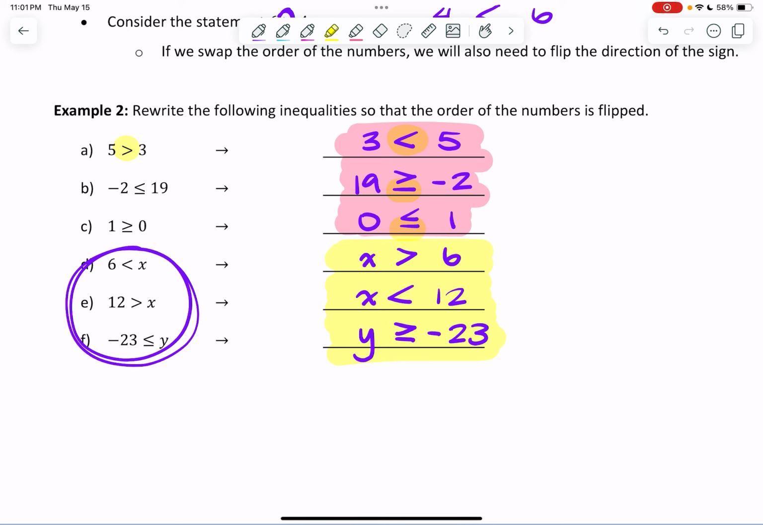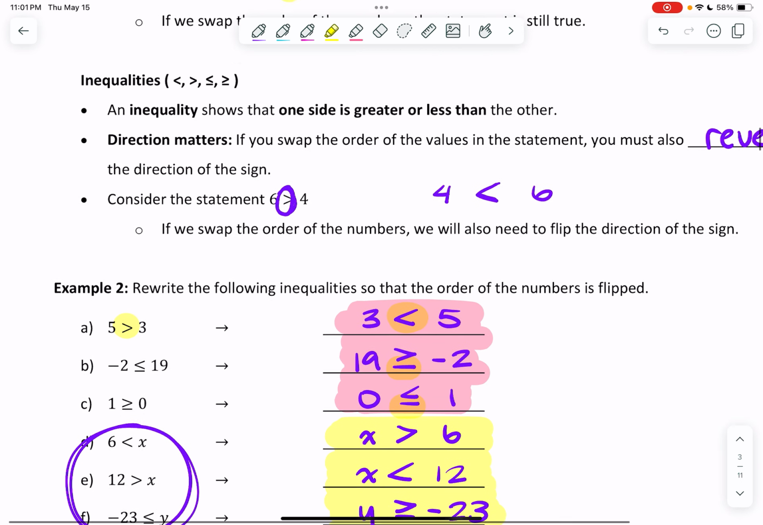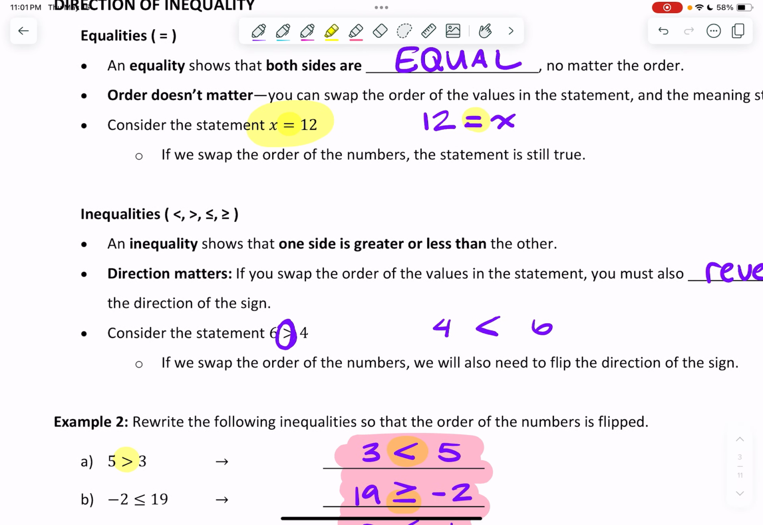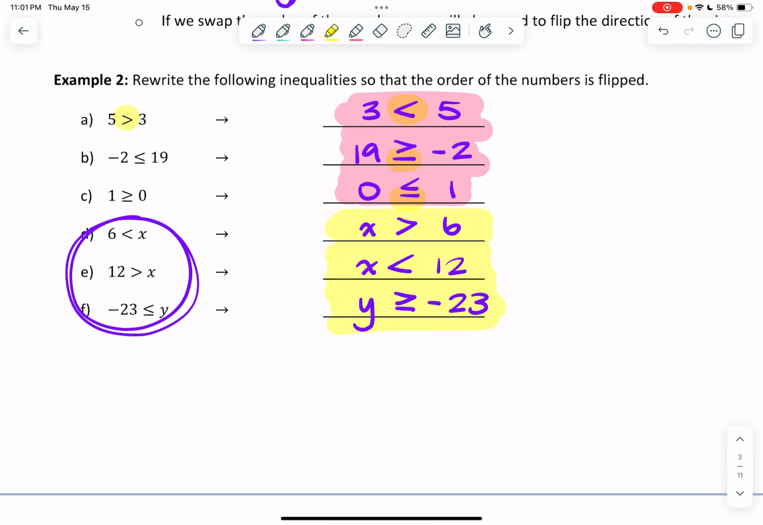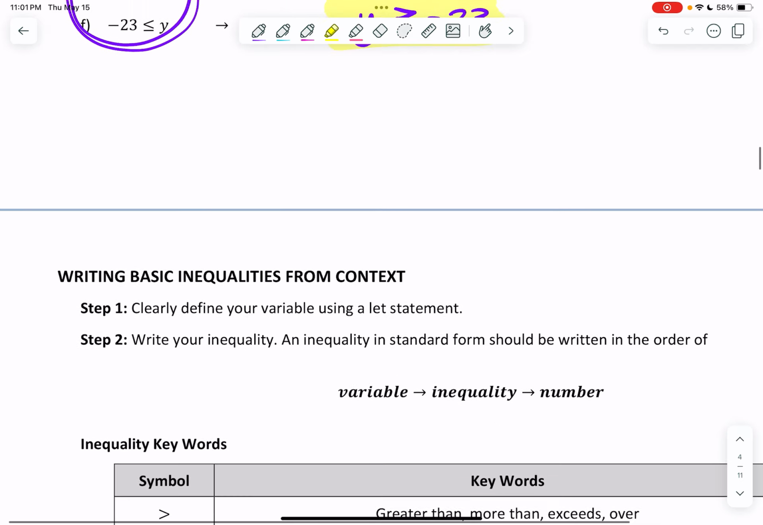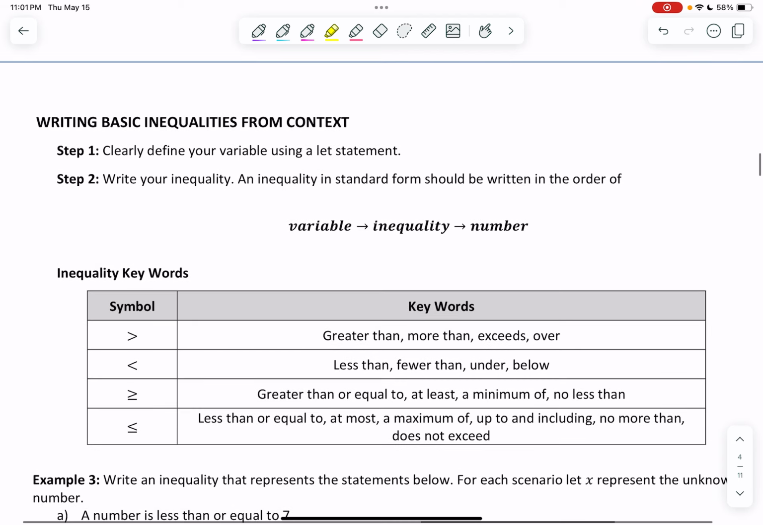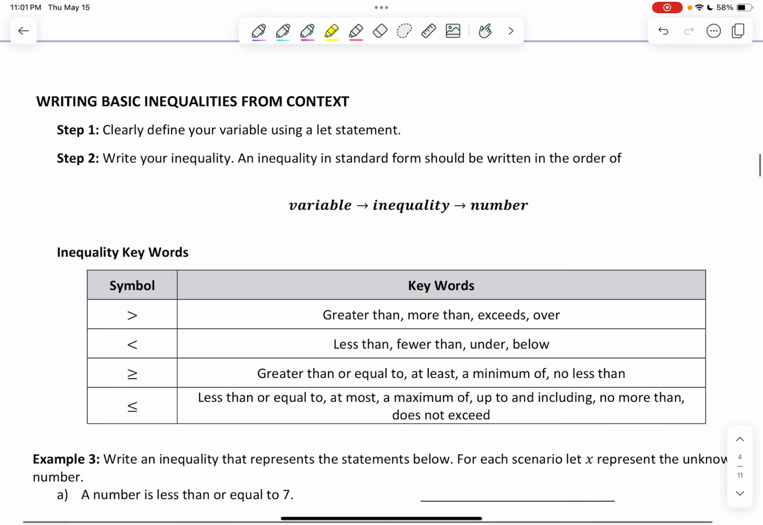But when we eventually write inequalities, we want that order to have the variable first, the inequality symbol, and then the number last. Just like in solving equations, standard form always had the variable first and the number last, and we had an equal sign in between. Same goes for inequalities. So speaking of inequalities and writing our own from context, that is our next task. So we want to write basic inequalities from a word contextual statement.